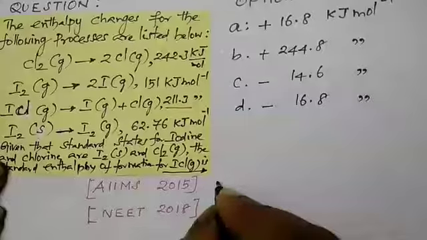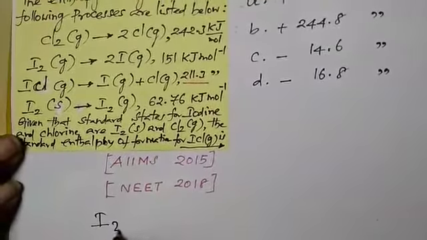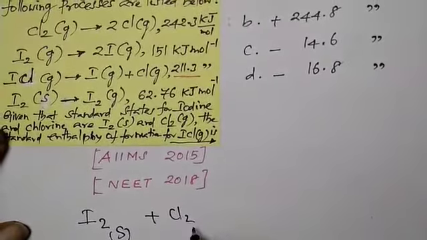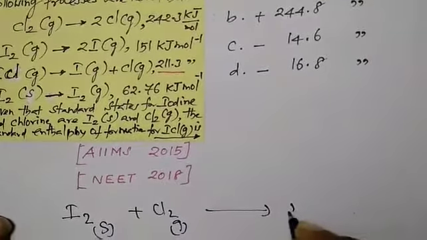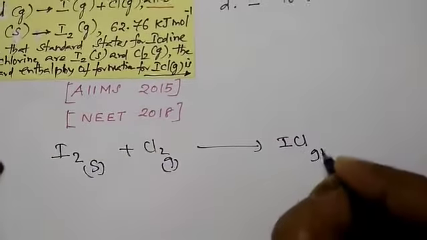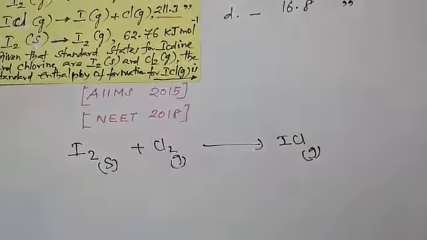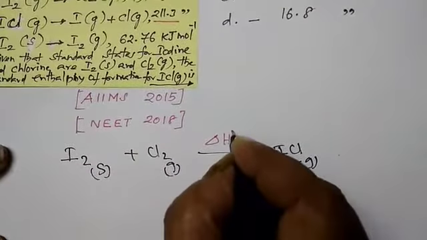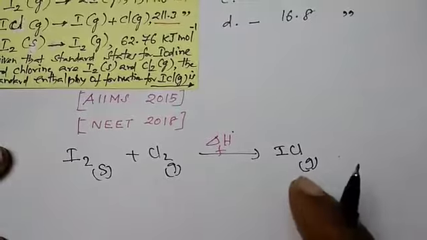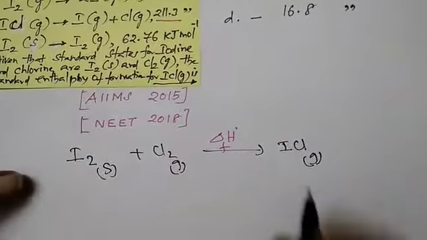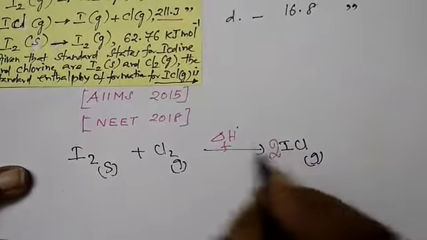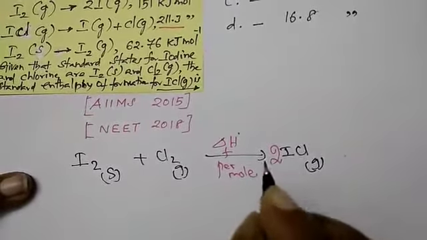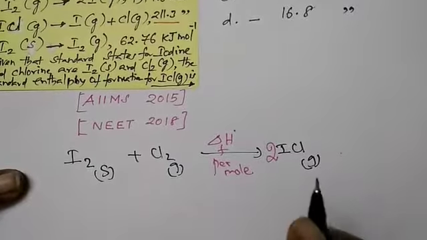Let me write here: iodine in the form of solid state plus chlorine in the form of gaseous state gives ICl. So now, what they are asking is the enthalpy of formation of ICl. Okay, for balancing I am writing here 2, but it is per mole, only then we can call it an enthalpy of formation. This is according to the definition.